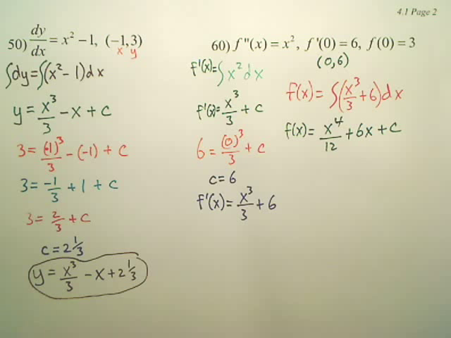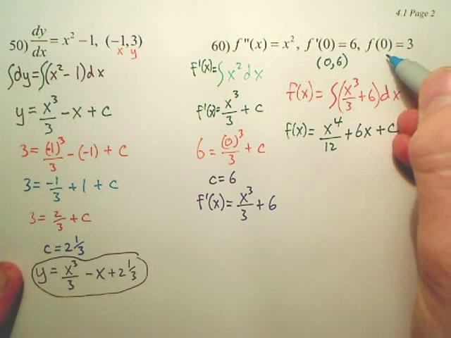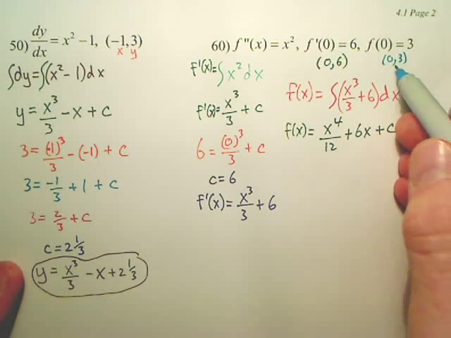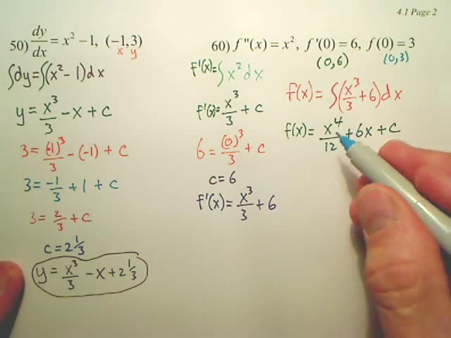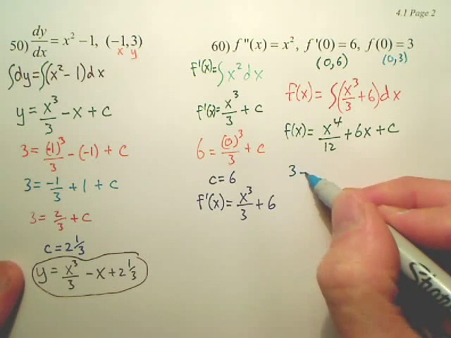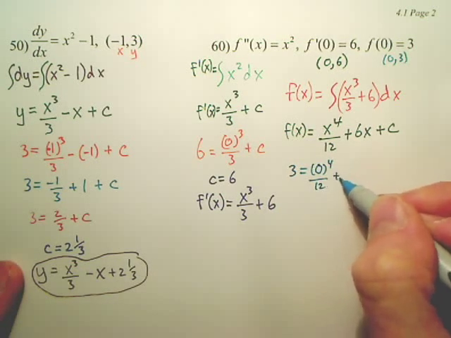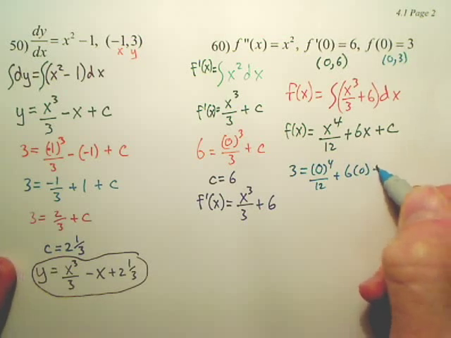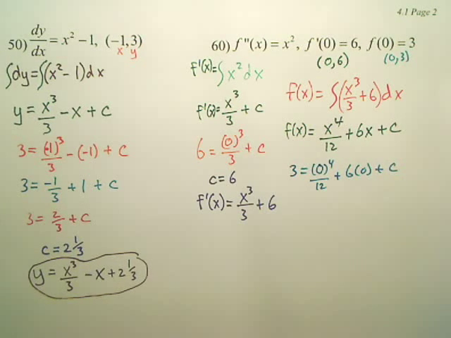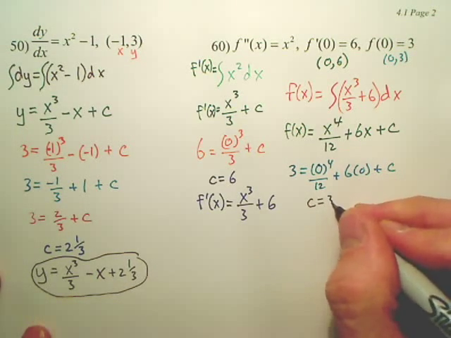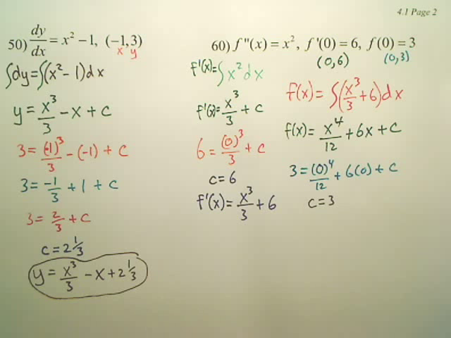If I want the particular, you take these values, it's like a 0, 3 here. Not really, but it kind of is. Actually, it is a coordinate here, 0, 3. So 3 goes here, 0 to the 4th over 12 plus 6 times 0. Luckily, this one's pretty easy. C is 3. Because all these zeros.